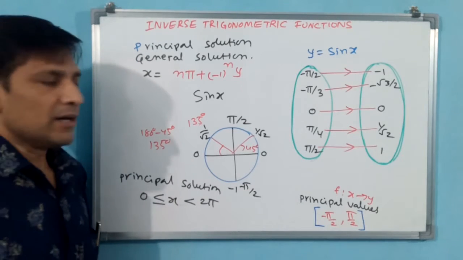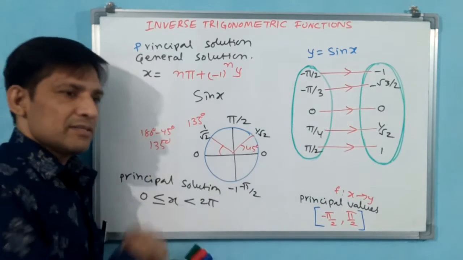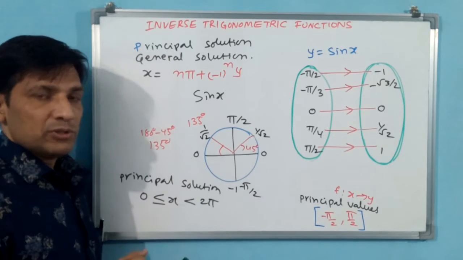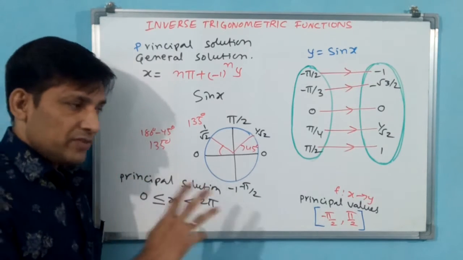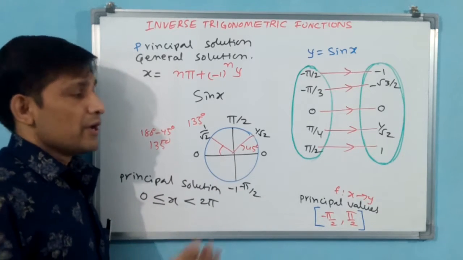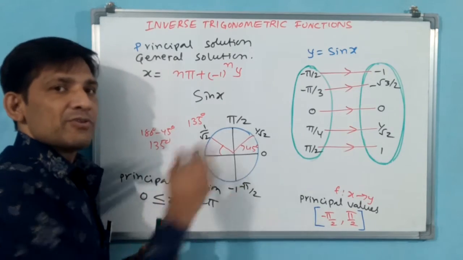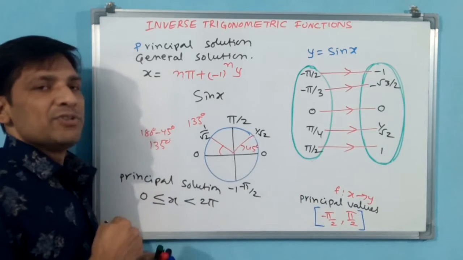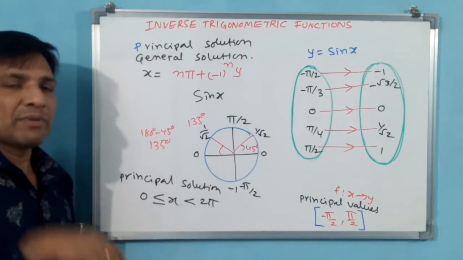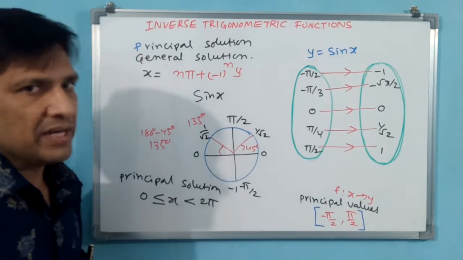You understand? Now you can say if 0 is there, what is the inverse? You can say sine inverse 0 is 0, because of principal solution. See, if this is not a principal solution, if 0 is there, what is the inverse? How can you tell? It may be 0, it may be 360 degree, it may be 720 degree, it may be 1080 degree. That is why at that time you cannot predict the inverse. Why? Because there is no inverse, because this is not one-one and onto.